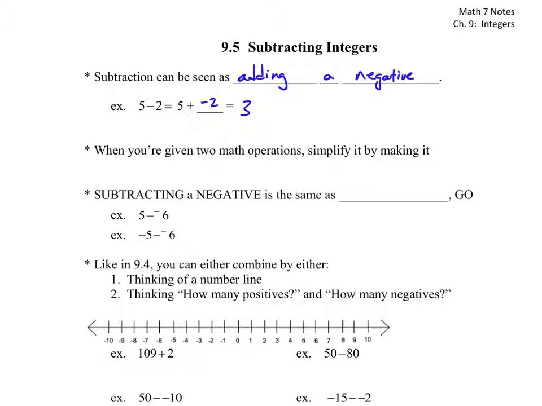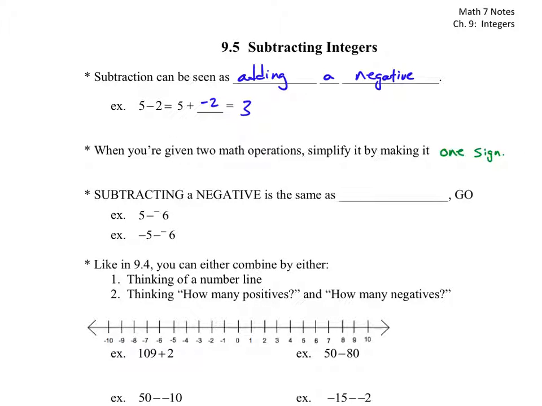Personally, I don't really like doing it that way. I prefer to look at it as one math operation instead of 2 like we have right here. So I usually do it the other direction. If I'm given something like plus a negative 2 or minus a negative, I like making it one sign in between there. So when you're given 2 math operations, simplify it by making it one sign. And that's how I'm going to go through and do most of my examples.